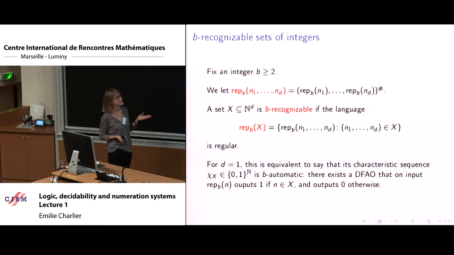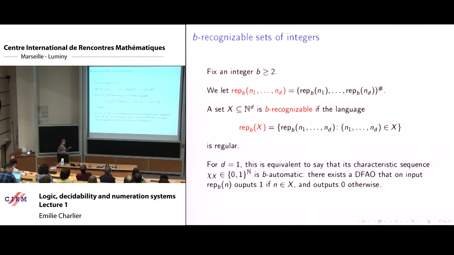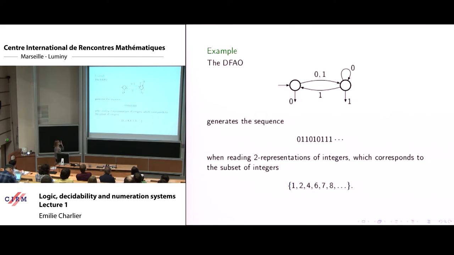And so what does it mean to be b-automatic? I recall it means that there exists a DFAO, a deterministic finite automaton with output, that on input the representation of a certain n, outputs 1 if the integer n is in the set, and outputs 0 otherwise. Just an example: you take any automaton, you consider b equal to 2, so you can read 0s and 1s. You have a deterministic finite automaton, and you have outputs. On the first state, you output 0, on the second state, you output 1, and so you generate some sequence, which is 2-automatic.